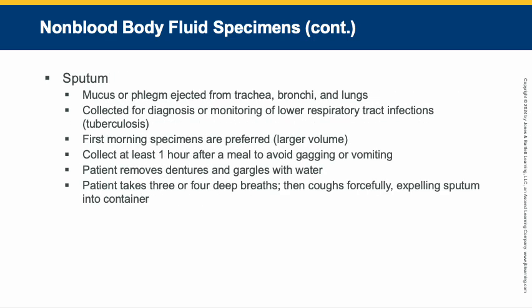Sputum. This is mucus or phlegm that is ejected from the trachea, bronchi, and lungs. It is collected for diagnosis or monitoring of lower respiratory tract infections like TB. First morning specimens are preferred due to larger volume that you can cough up. These are collected at least 1 hour after a meal to avoid gagging or vomiting up part of that meal. The patient is going to remove their dentures and gargle with water. The patient takes 3 to 4 deep breaths, then coughs forcefully, expelling that sputum into a container.